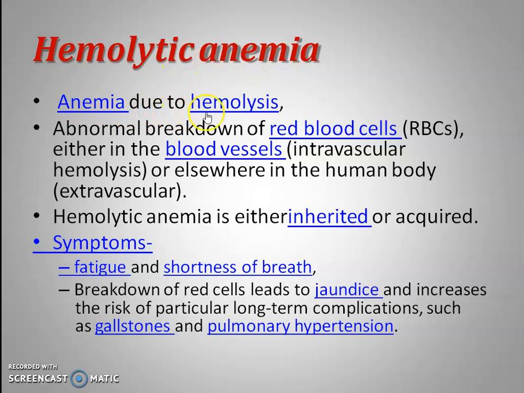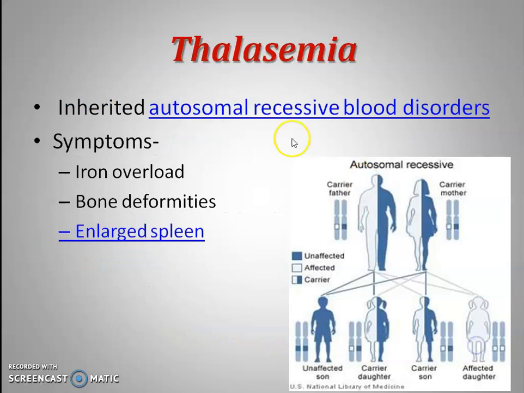Hemolytic anemia: anemia due to hemolysis, abnormal breakdown of red blood cells either in the blood vessels, intravascular hemolysis, or elsewhere in the body, that is extravascular. Hemolytic anemia is either inherited or acquired. Symptoms are fatigue and shortness of breath. Breakdown of red blood cells leads to jaundice and increases the risk of particular long-term complications such as gallstones and pulmonary hypertension.